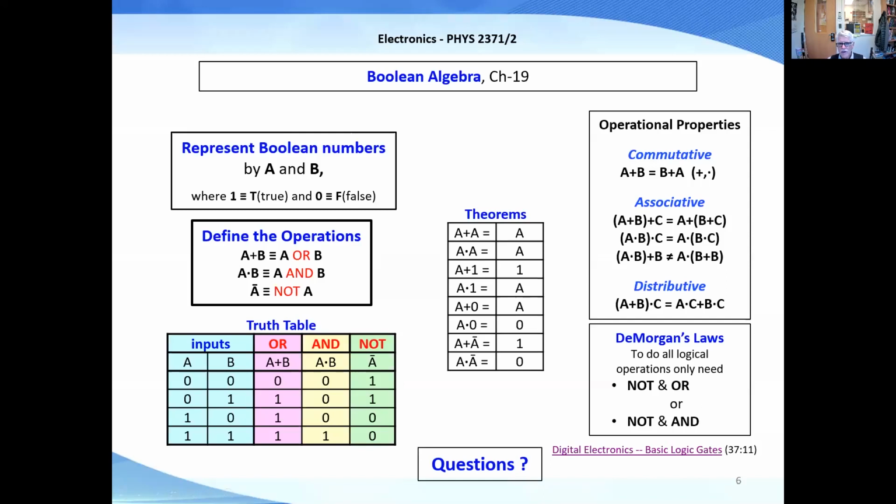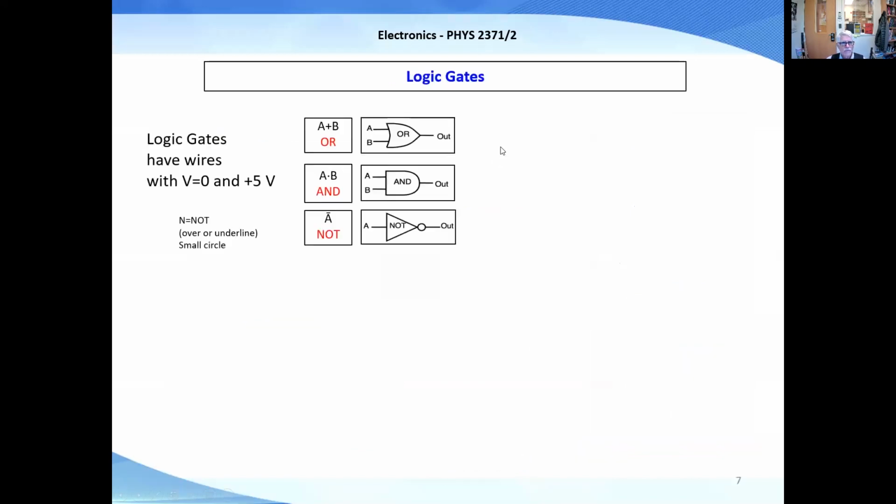So we'll get to see how to use this. Okay, so in electronics, we have actual gates that do these logic operations. That is, you put voltages into them and you get a voltage out. So logic gates have wires like A and B going in and some output. And we're going to be using basically 0 and 5 volts.